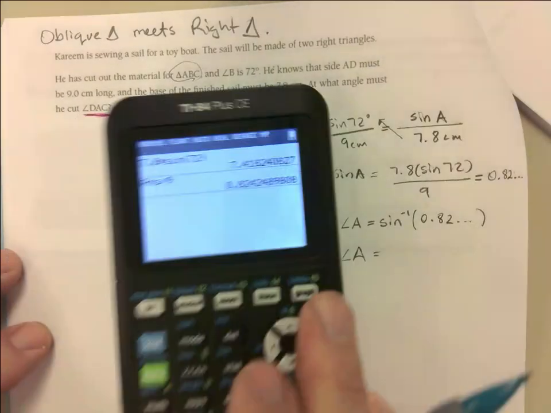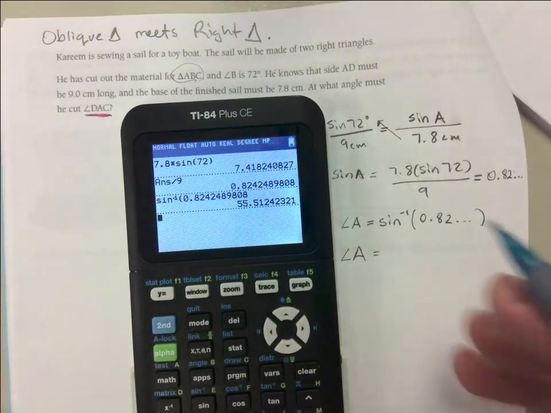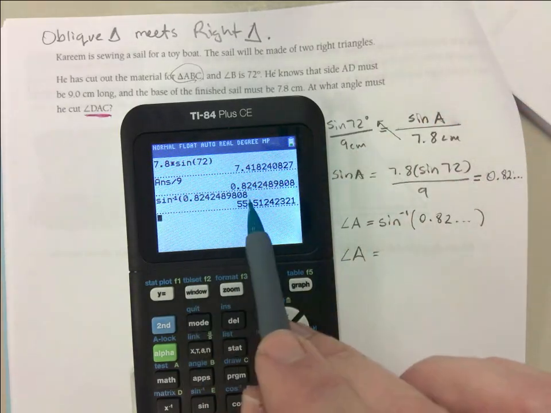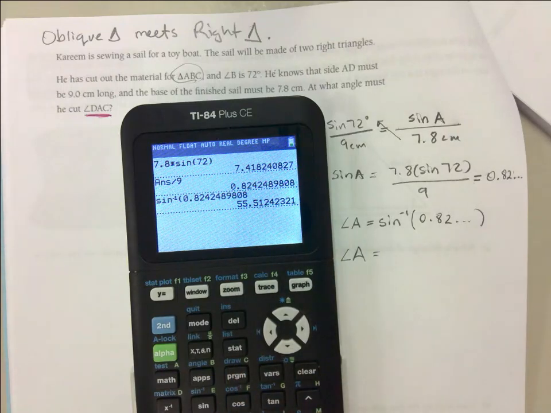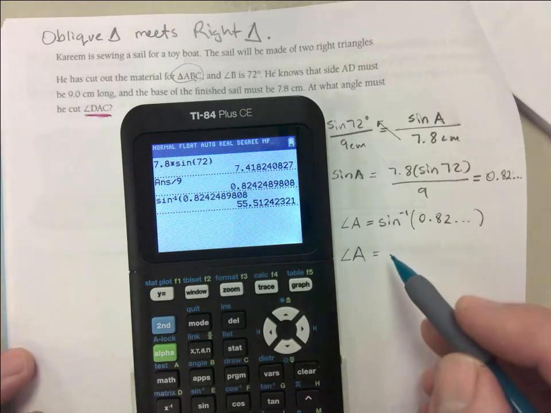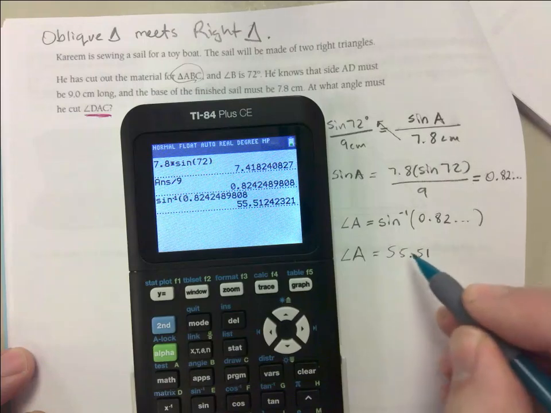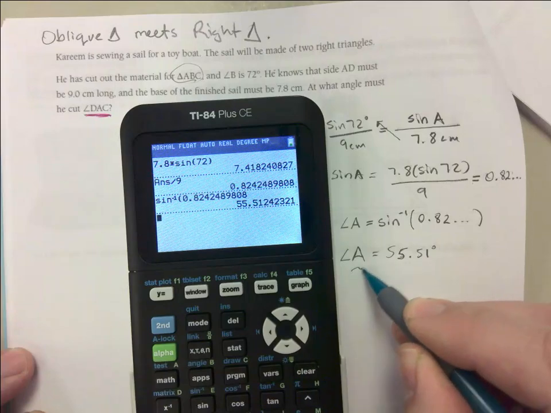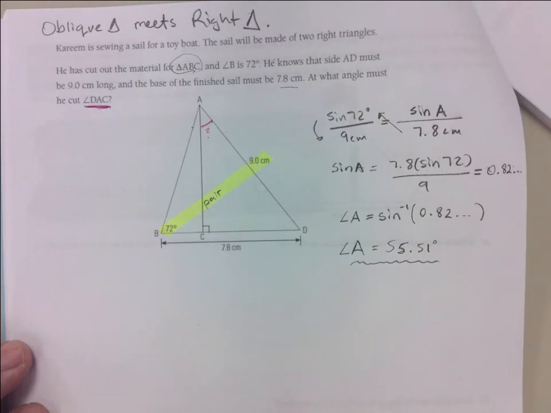So let's take the inverse. So I'm just going to go second sine, copy, paste. Should I close the bracket, Mr. Erickson? If you're just having that number, there's nothing multiplying it, it's okay to not close the bracket. It's up to you. 55.51 degrees. But that's not the answer yet. This is important, but it is not my final answer.